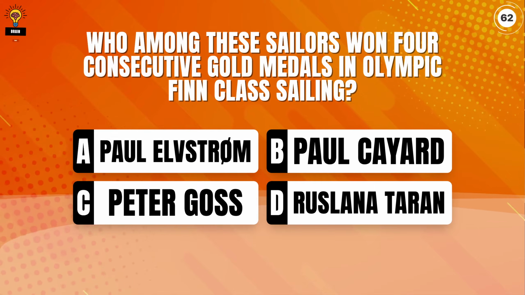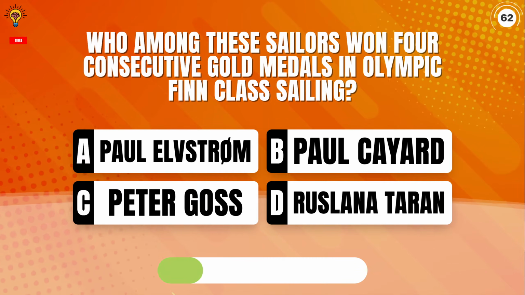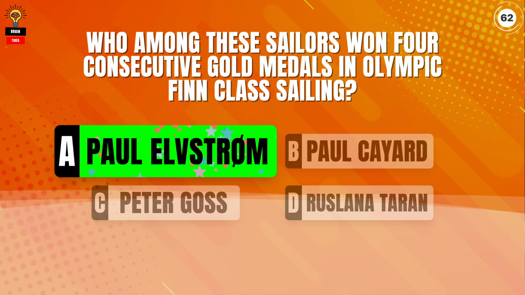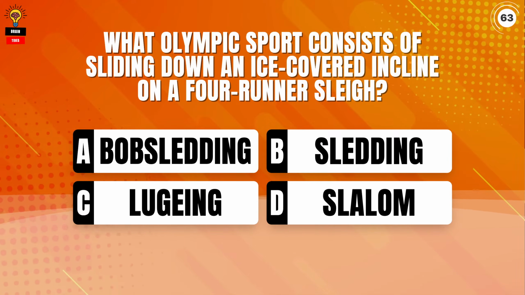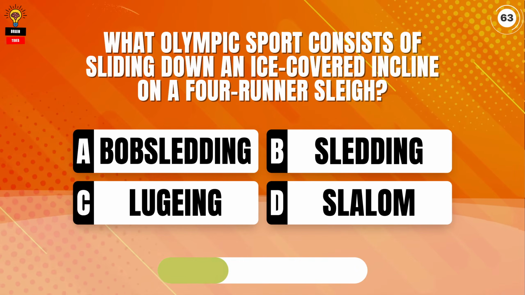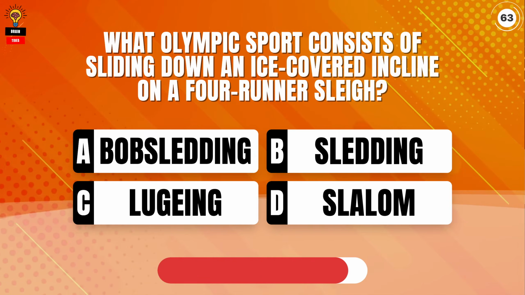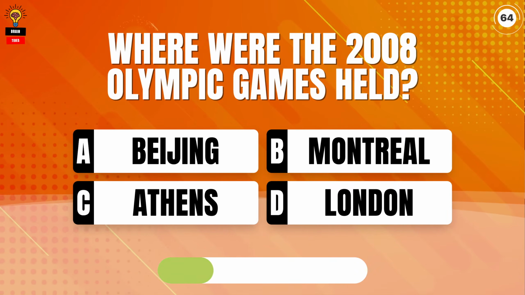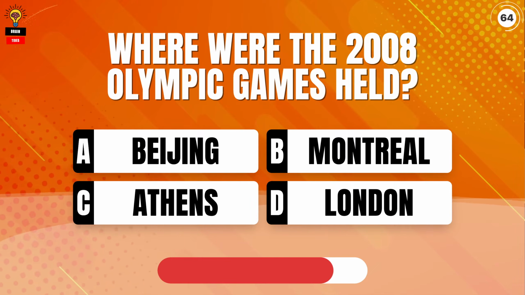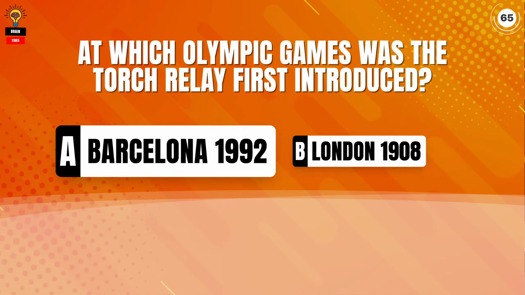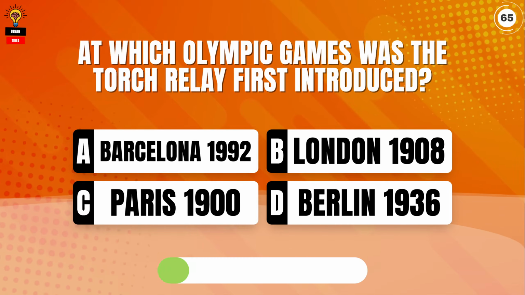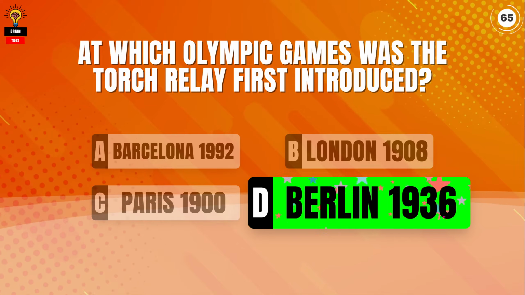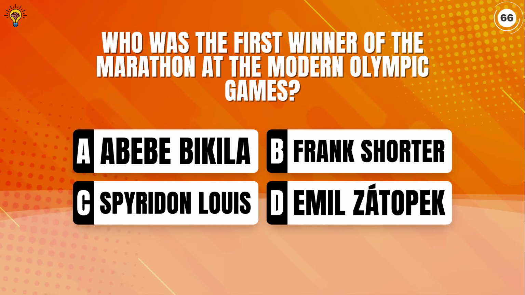Who among these sailors won 4 consecutive gold medals in Olympic Finn class sailing? Paul Elvstrøm, 18. What Olympic sport consists of sliding down an ice-covered incline on a forerunner sleigh? Bobsledding. Where were the 2008 Olympic Games held? Beijing. At which Olympic Games was the torch relay first introduced? Berlin 1936. Who was the first winner of the marathon at the modern Olympic Games?